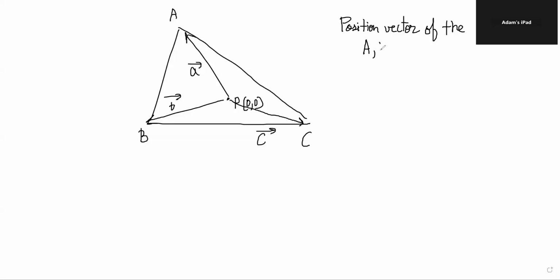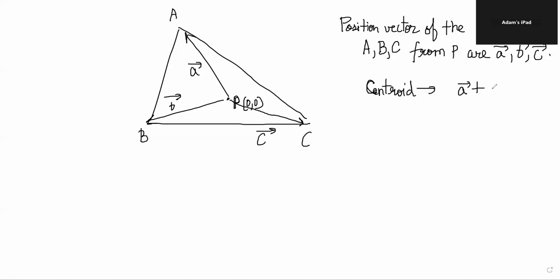So what I'm saying is you will pick the point P as the origin. And the position vectors of the vertices A, B, C from the origin, from P, are A vector, B vector, and C vector, right? This vector is A vector, this is B vector, this is C vector. Now, the centroid, you should know that the centroid of any triangle, if you know the position vectors of the three vertices, is simply the average of them, right?